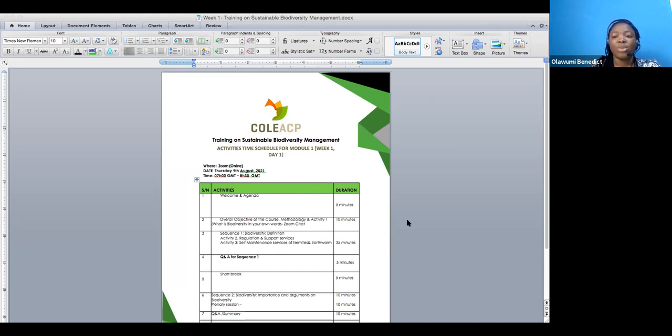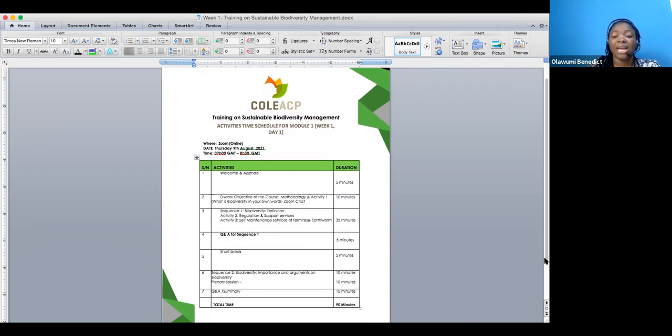Like I explained last week, when we say sequence, it means that it is a lesson, but in KOLASP we call it sequence. So in our sequence 2, we will look at the importance and argument on biodiversity. There has been some argument on biodiversity. Why are we talking about diversity? Why is this so important? A lot of argument has been on it. Then we come to the question and answer on that for 10 minutes, and we look at the summary or recap of what has been done today, and also give instruction concerning what we are supposed to do next.